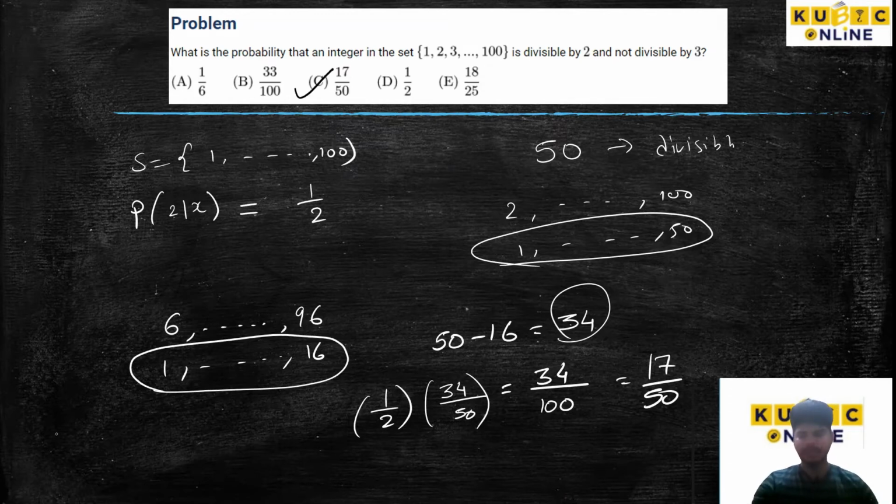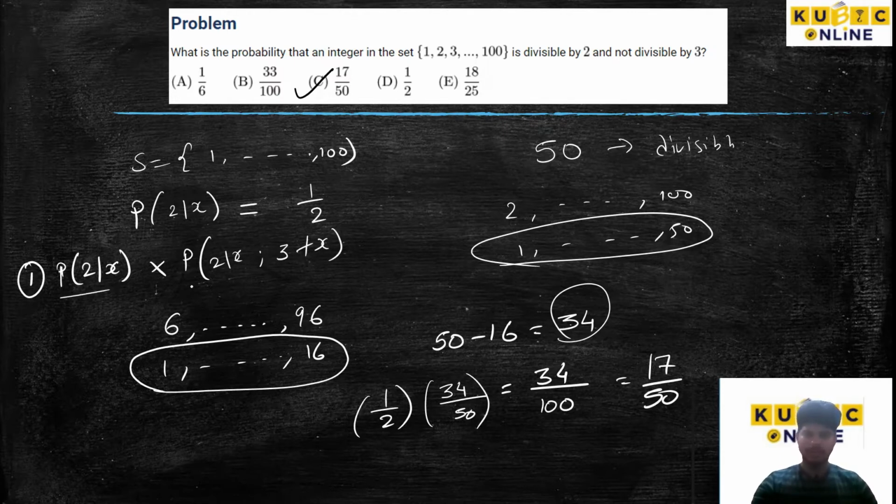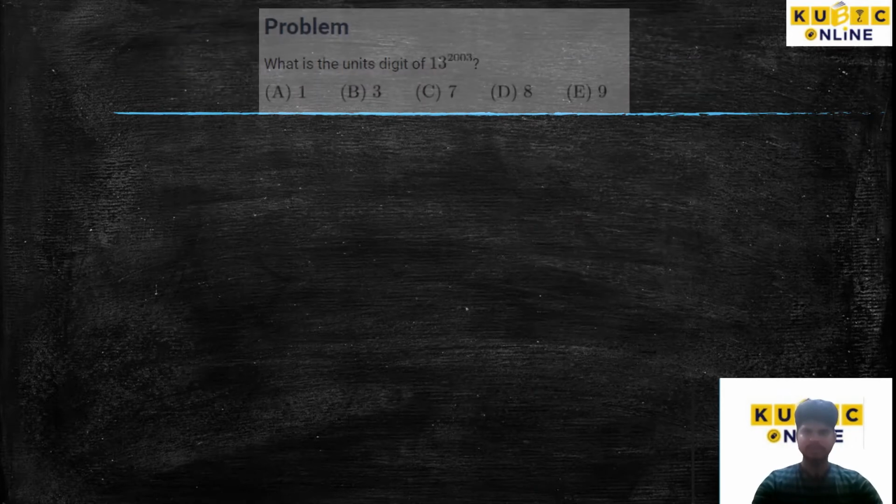So what is our option? Our option is C. Here what we had to do is multiply the probabilities. The first probability is getting a number which is divisible by 2, times the probability that the number is divisible by 2 but not divisible by 3. So this probability is 34 by 100, and this is half. So our answer is 17 by 50.